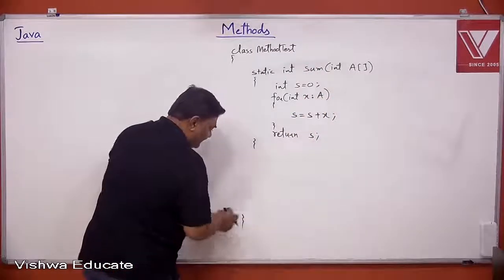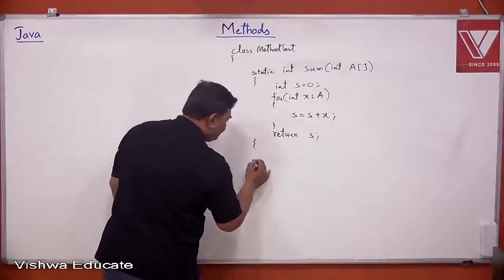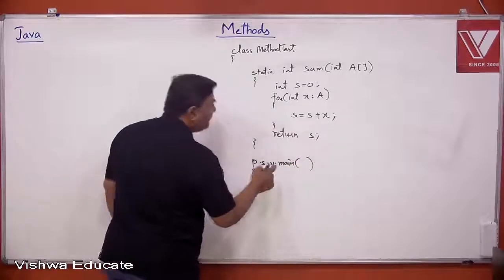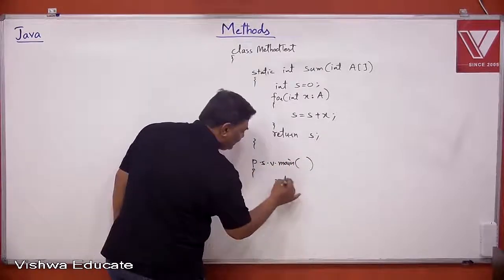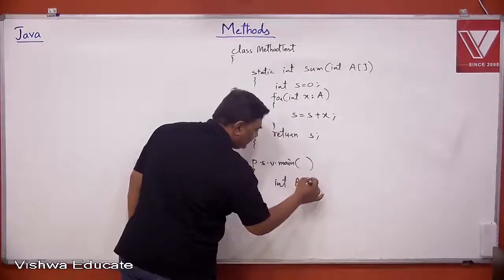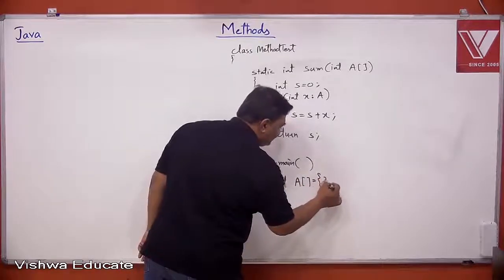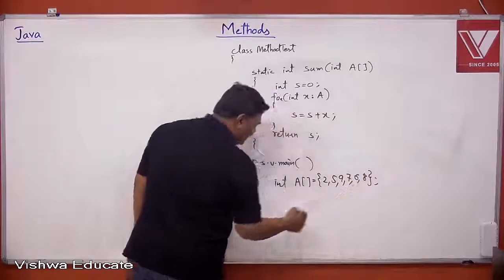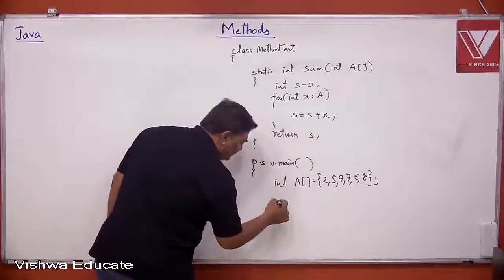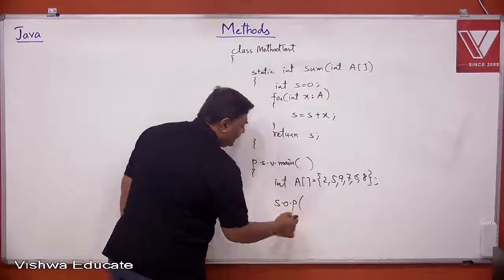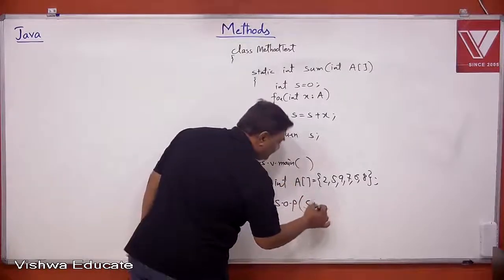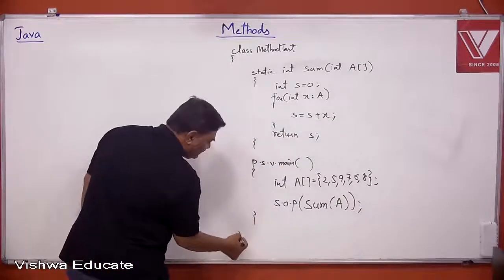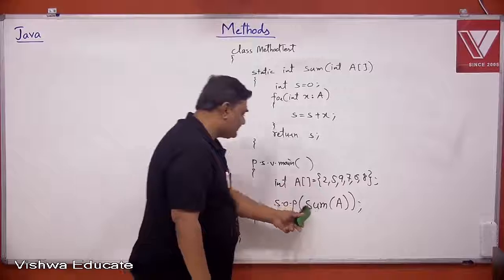Now let us write a main method. Public static void main. Now here I will call that method. So I will take one integer array with the same name, and the values are 2, 5, 9, 7, 6, 8. Then I will call that method: System.out.println, I will call sum by passing this a. That's it. Whatever the result comes, it will be displayed.